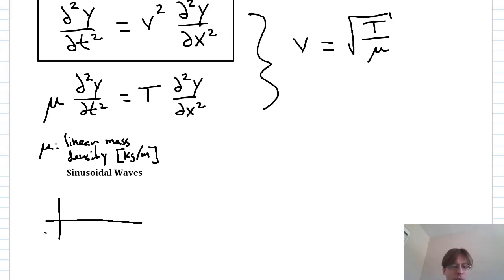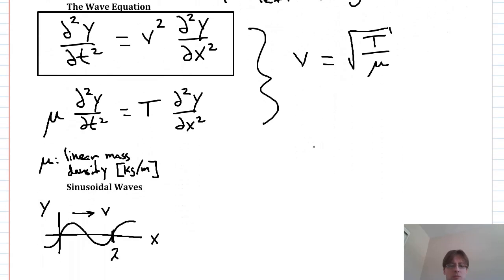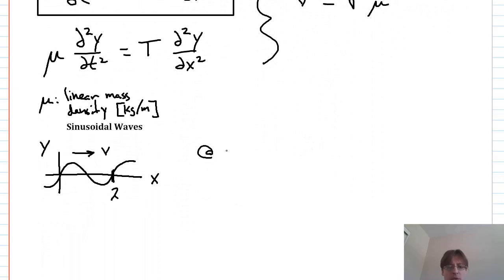So at t equals 0, let's suppose this is a sine function. Here's the wavelength. This is, remember, the x-axis, and I'm looking at y as a function of x. There's lambda, the wavelength. And this shape travels, let's say it's a right-moving wave at speed v. What I can do is I'll write down what it looks like at t equals 0. At t equals 0, it's just a sine function.